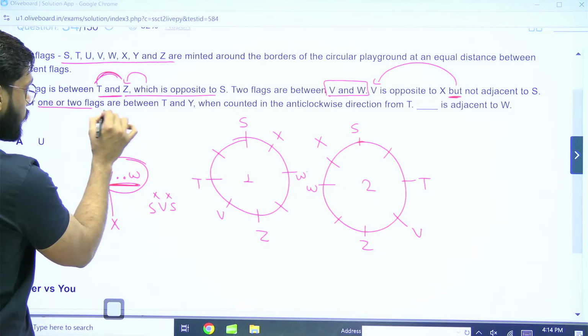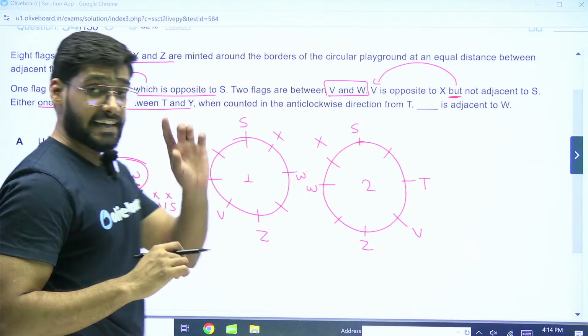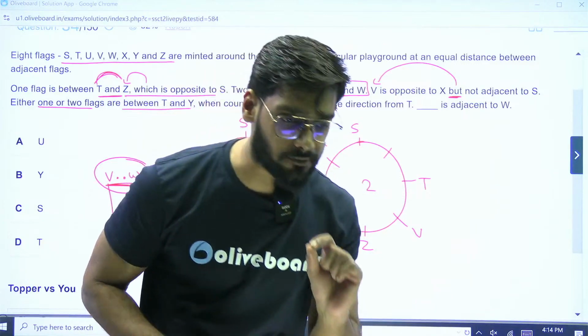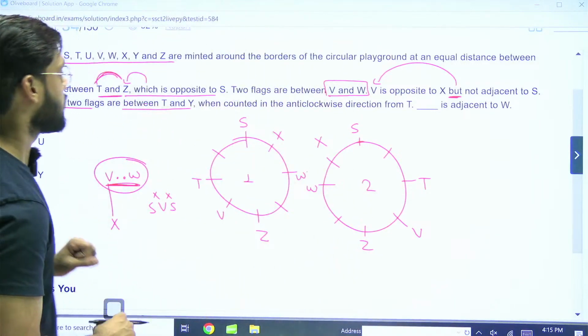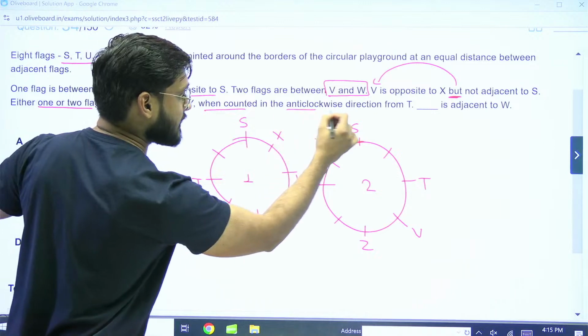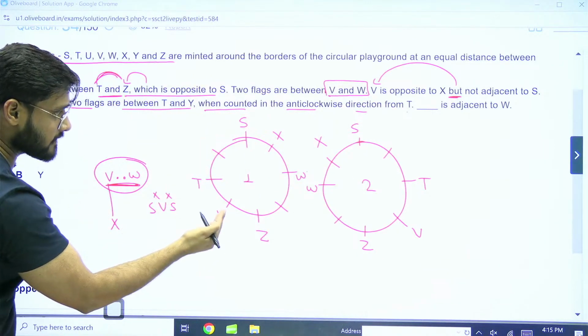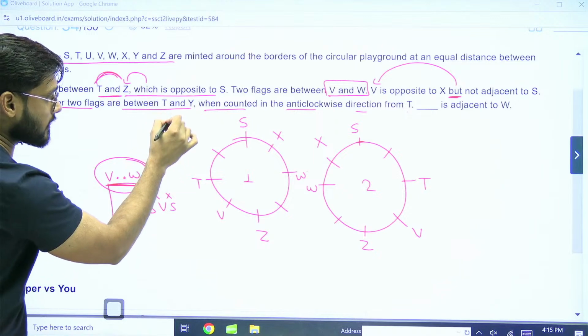Either 1 or 2 flags are between T and Y. It can be possible that 1 will come between T and Y or 2 will come between T and Y, when counted in the anti-clockwise direction from T. When anti-clockwise rotates like this, either 1 or 2 will come between T and Y.